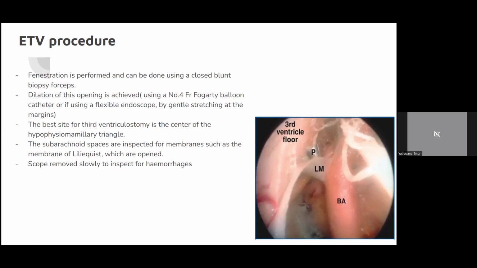The subarachnoid spaces are inspected for membranes, such as the membrane of Liliequist, which are opened. This membrane must be opened. This membrane extends from the upper border of the dorsum sellae to the anterior edge of the mammillary bodies, as seen in this image. And the scope is removed slowly to inspect for any hemorrhages.